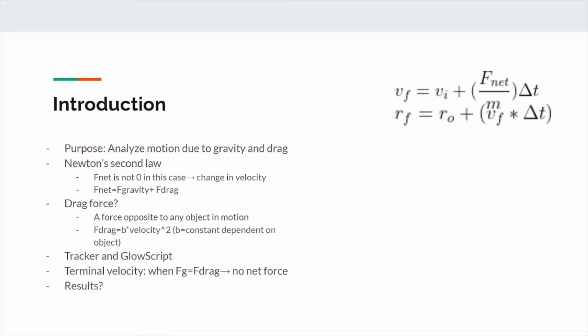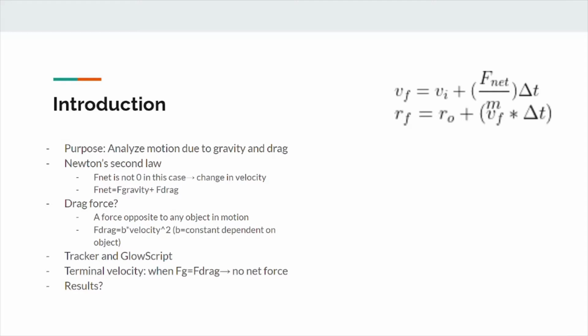F net is not zero because drag force is factored in with the equation force of drag is equal to b times velocity squared, where b is a constant. While b does not equal zero, F net will not be zero. Once the F net starts to approach zero, change in velocity will become constant, meaning that F drag will approach gravity to have a constant acceleration.